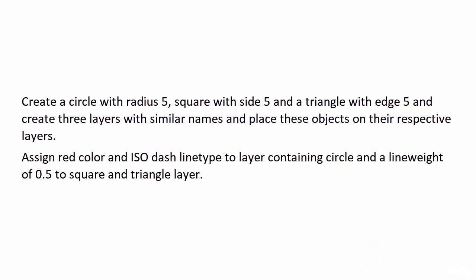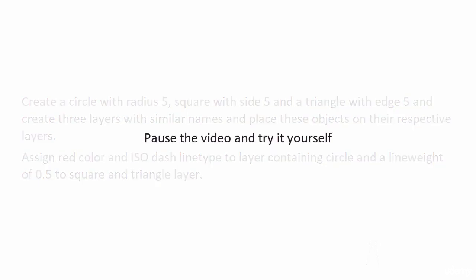Now make 3 corresponding layers, with names circle, square and triangle, and place these objects on the respective layers. Now assign a red color and ISO dash line type to the layer which contains the circle, and a line weight of 0.5 to the layers which contain the square and triangle.